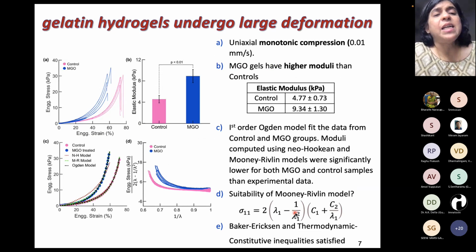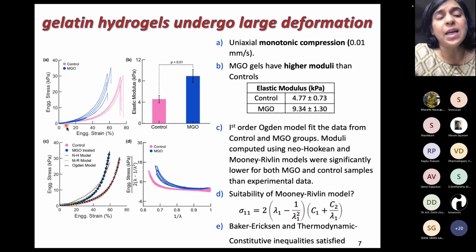What Anshul next did was he went and measured the nonlinear properties of these gels using our Bose ElectroForce instrument in uniaxial loading. And again, we see these classic J-shaped curves. The ones which are MgO treated are much stiffer, as is shown, all the curves are on the left. And here you also see this problem that I have talked about, that of variability in the gel properties.